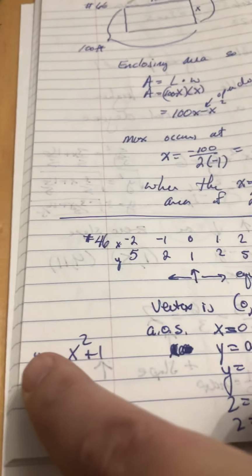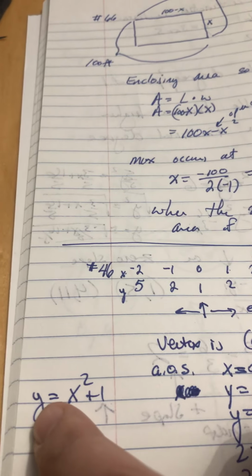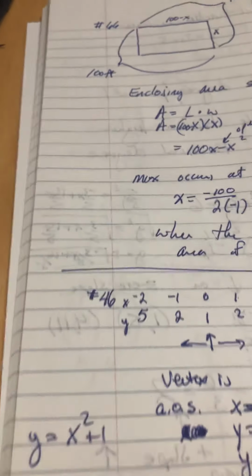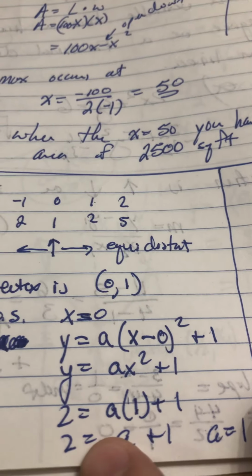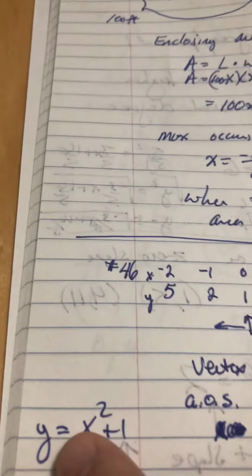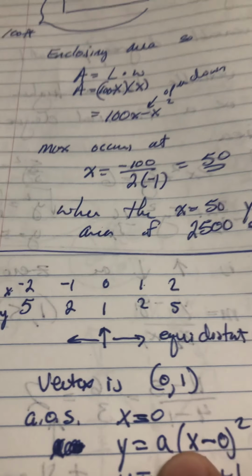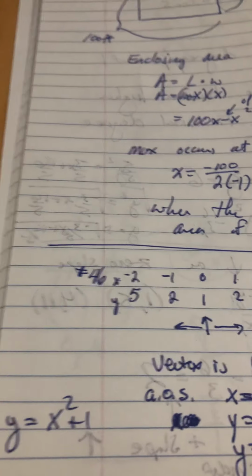So my vertex form can get converted to the standard form by multiplying it out, and you get y is equal to x squared plus 1. So get it into vertex form, figure out what your a is, and then multiply it out. Now, because I have the 0 there, that immediately just drops off, and I get my x squared, and the a is 1, so this one really isn't a very good indication.